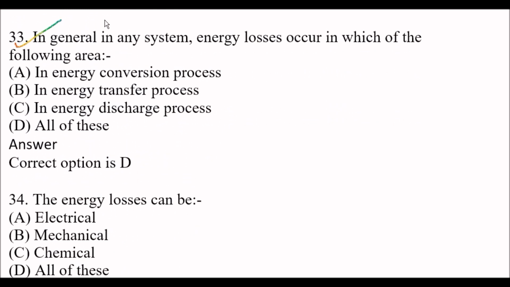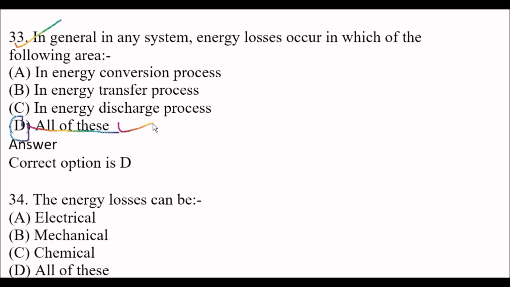In general, in any system, energy losses in which of the following area? Option A, in energy conversion process. Option B, in energy transfer process. Option C, in energy discharge process. Option D, all of these. Right answer is option D, all of these.